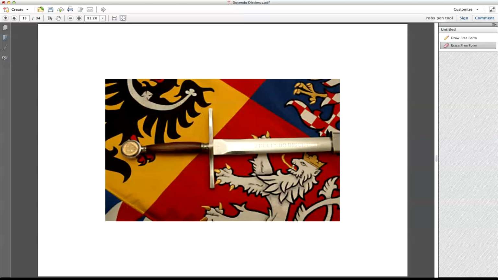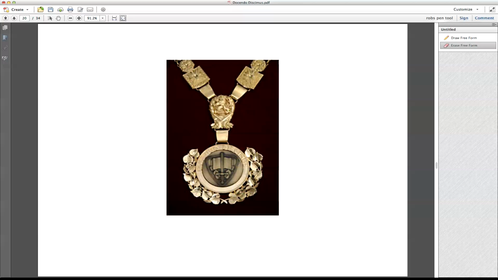So this has been around. Here's a commemorative sword from some other kind of fellowship. I think this had to do with one of the departments of defense in one European country. We see it in medallions that would be worn, and you can see the writing along the edge of this medallion, Docendo Discimus.